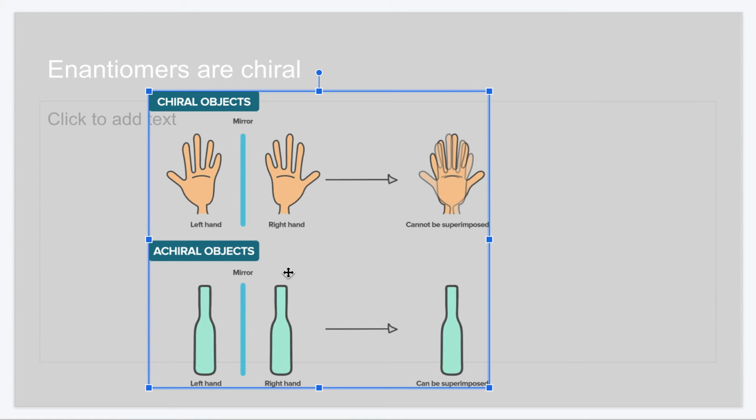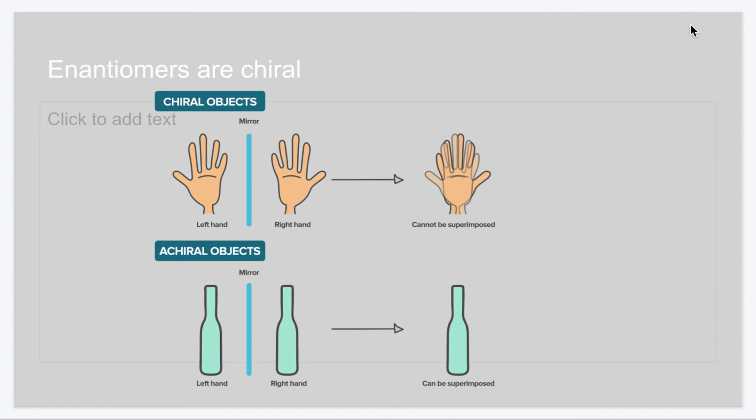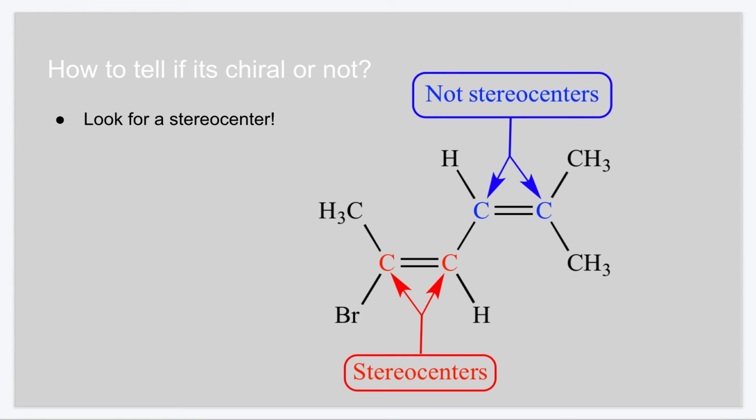This chirality most often occurs in molecules that contain a carbon that is attached to 4 different groups, which is what we call a stereocenter. So we're going to figure out if a molecule is chiral by checking if it has a stereocenter. So what is a stereocenter? That is a carbon that is bonded to 4 different atoms or groups.